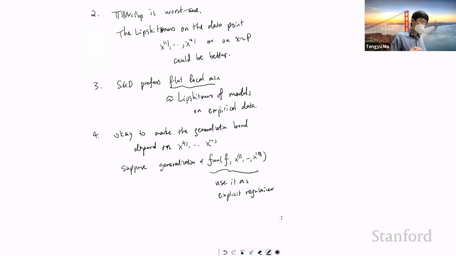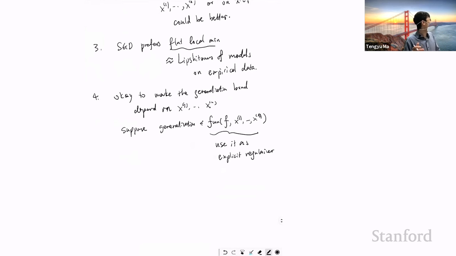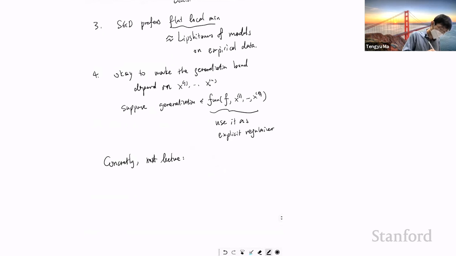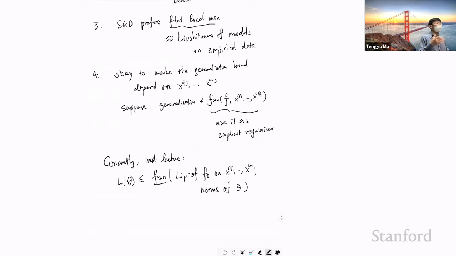Concretely, in the next lecture we'll prove that the generalization error, or the test error L(theta), is less than some function of the Lipschitzness of f_theta on x_1 up to x_n, and the norms of theta. And this function is a polynomial function which doesn't have anything exponential in it.